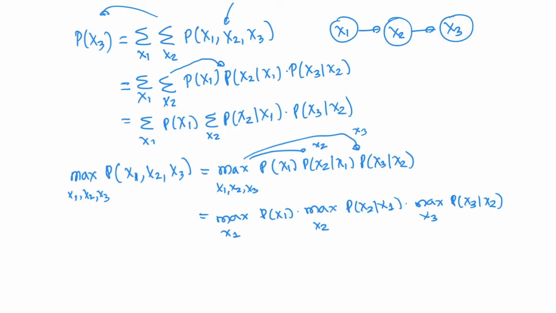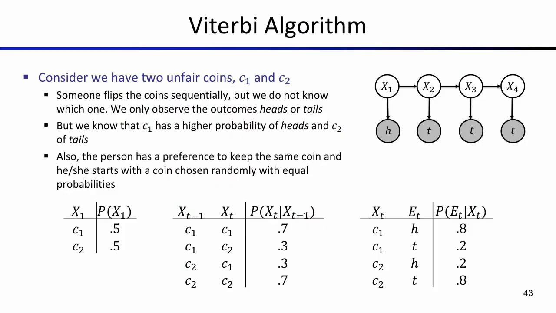Let's come back to the slides and let's use one example to illustrate this idea in a little bit more concrete way. So let's suppose that we have a sort of a game and we have two coins. Both are unfair. So we have a coin C1 and C2. Someone flips the coins sequentially, but we don't know which one. The person selects one of the coins, we don't know which one, and flips the coin. And we observe the outcomes, which are heads or tails.